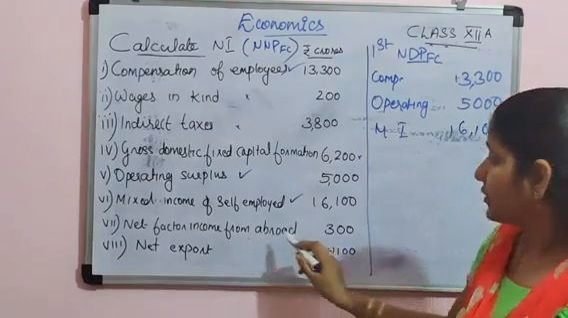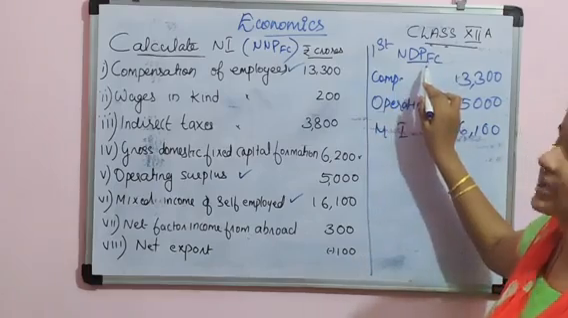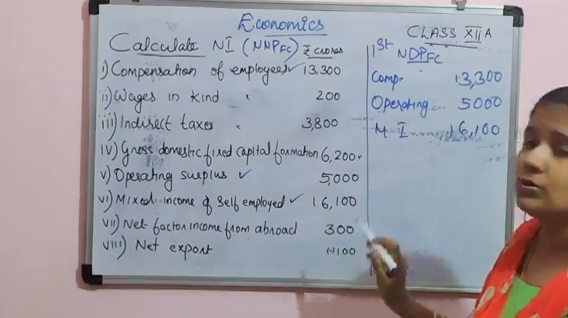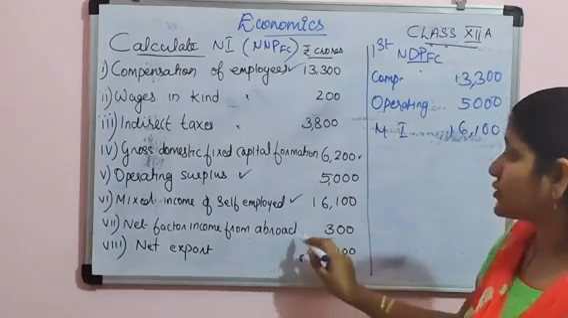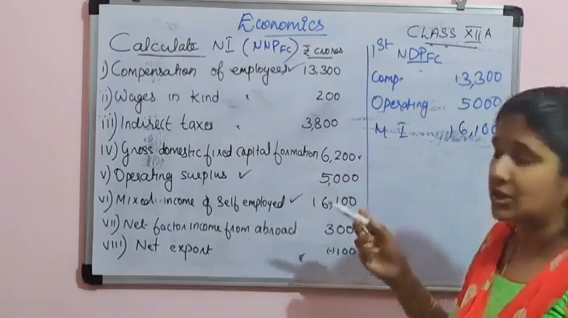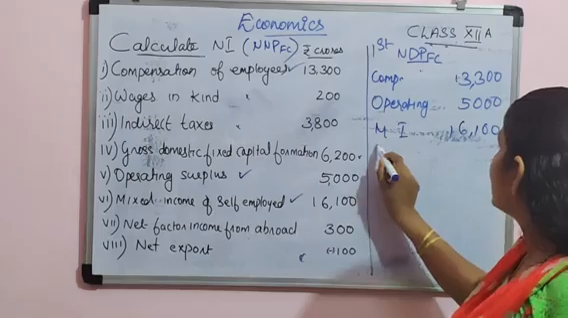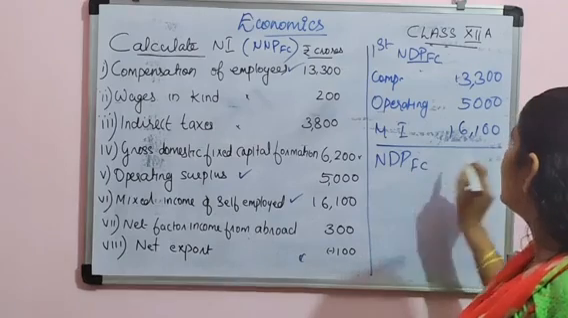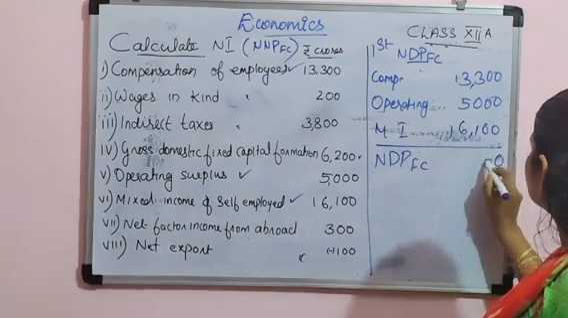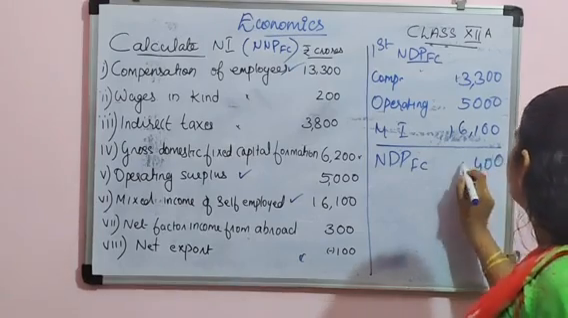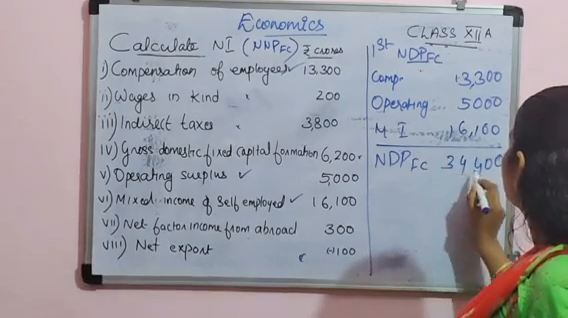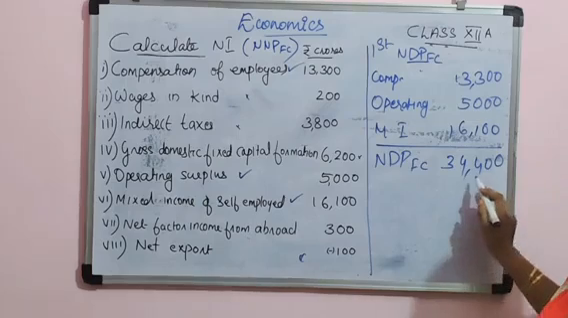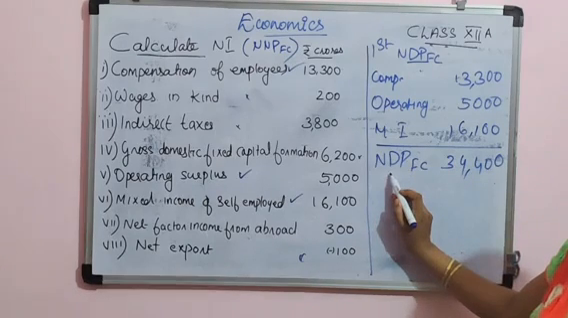Net factor income from abroad, right now for the calculation of NDPFC, is not required. Net export is also just now not required. These are actually required when we are converting to national income. So right now, as the first step, for calculating NDPFC, we will add these. So 34,400. This is the value of NDPFC, the first step.